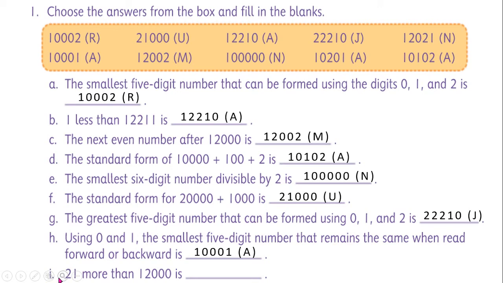Coming to I. 21 more than 12,000 is 12,021. 12,021 is printed here with letter N within brackets. We have retained that as it is.